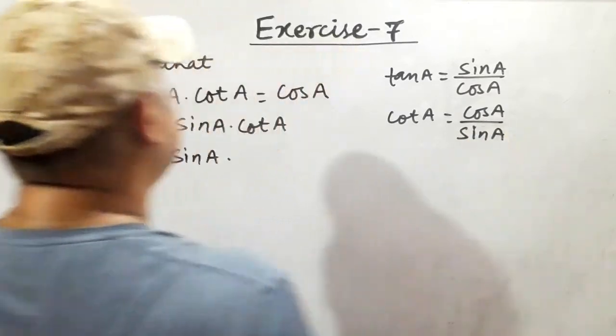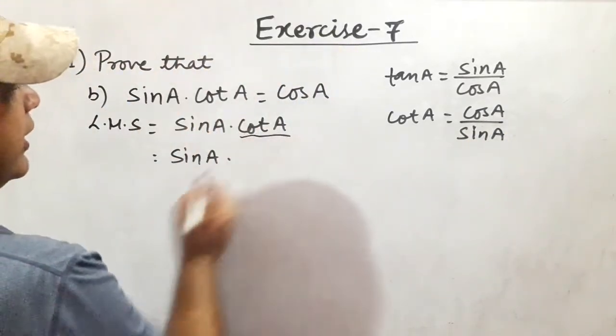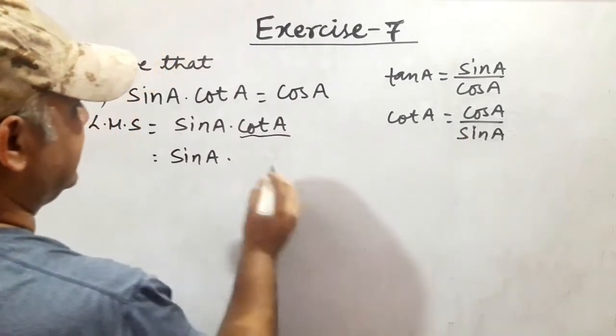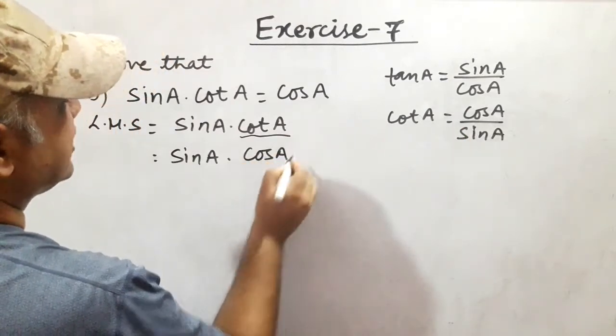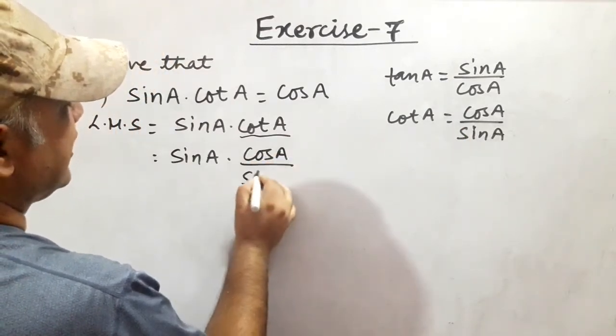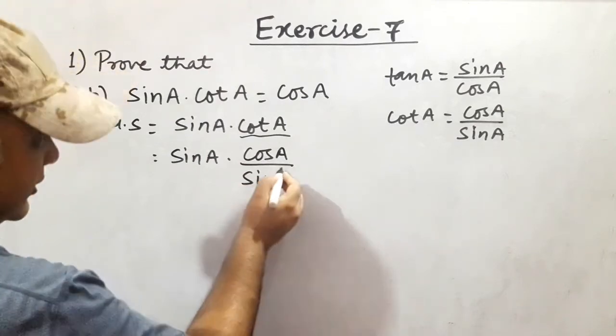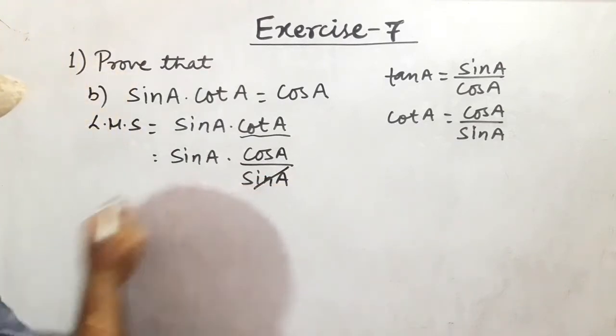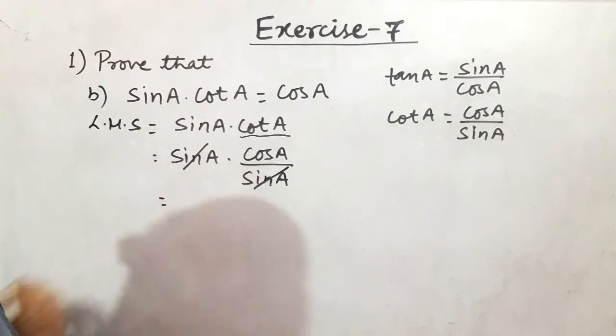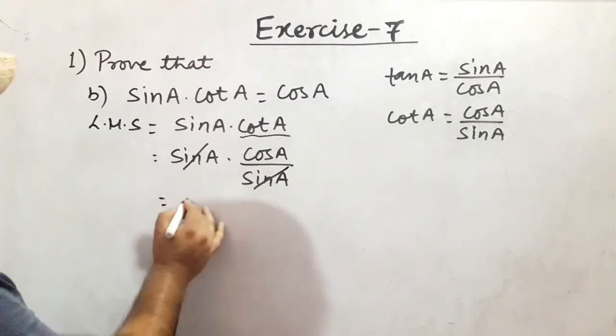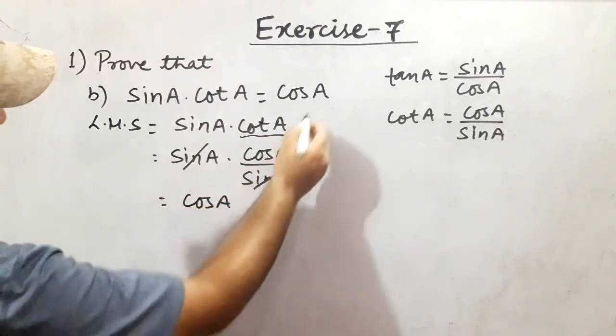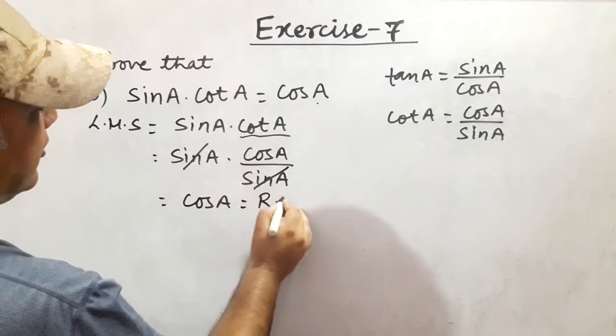So here, in place of cot A, we shall use cos A by sin A. So here we shall put cos A by sin A. Denominator sin A and numerator sin A, they get cancelled. So we have remaining cos A, which is the right hand side.